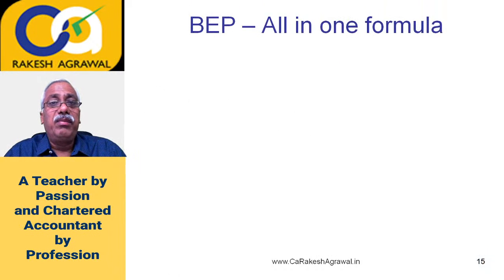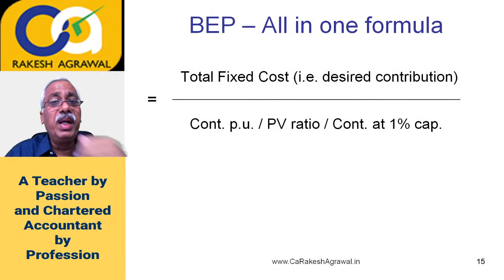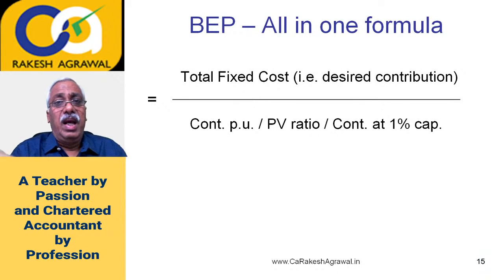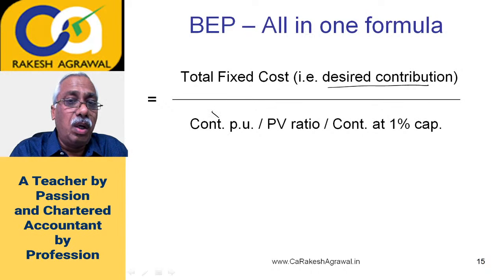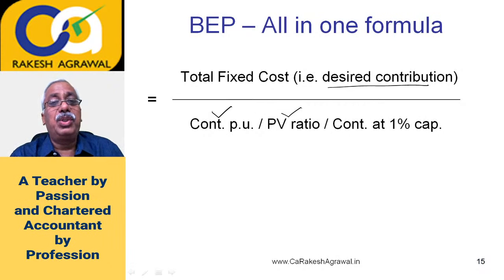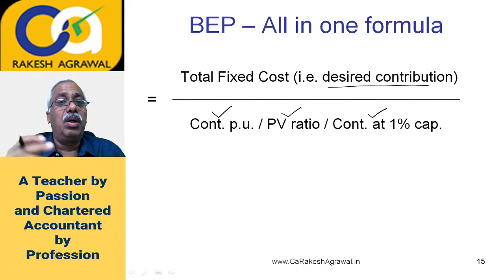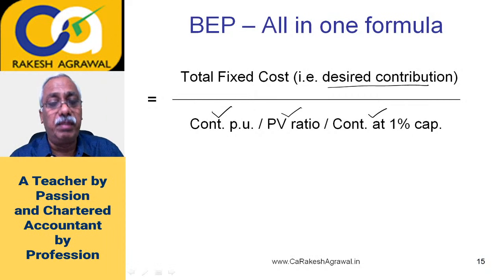Now we'll write all the formula at one place. 3 formulas into one, all in one formula. Numerator is total fixed cost. I will discuss this word, desired contribution. Numerator is total fixed cost divided by either contribution per unit to get the answer in number of units, or your denominator will be PV ratio if you want to get the answer in sales rupees, or your denominator will be contribution at 1% capacity if you are interested in the answer of BP in percentage capacity. So you can choose any one of the denominator, either contribution per unit or PV ratio or contribution at 1% capacity. So it's all written at one place.